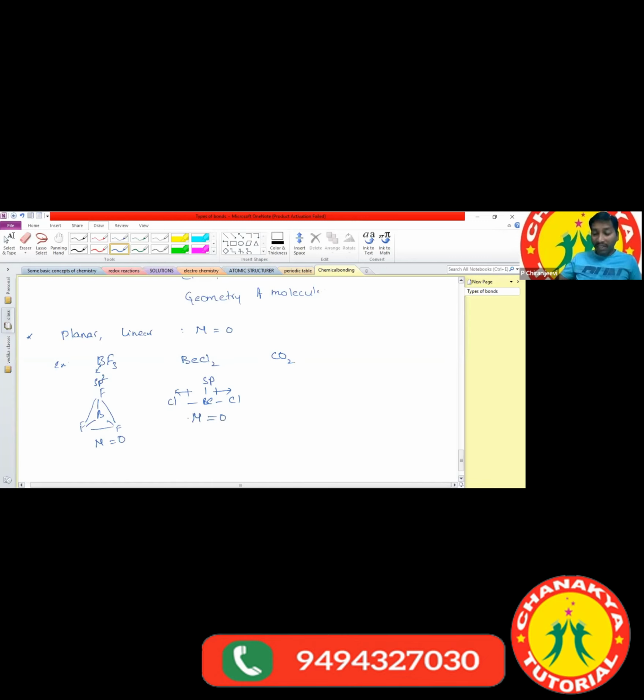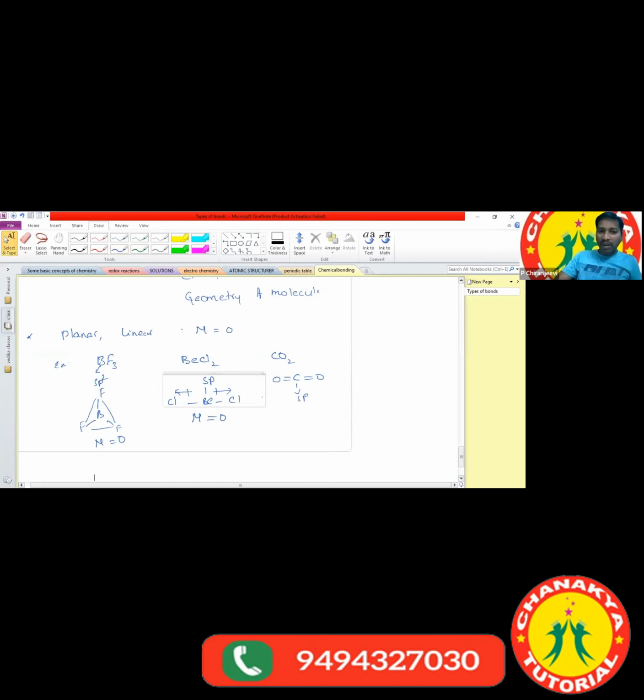So wherever you get a 0 dipole moment, the molecule may have a linear structure or a planar structure. What is the structure of carbon dioxide? Carbon dioxide also has a linear structure. It also exhibits sp hybridization. This is the one concept.